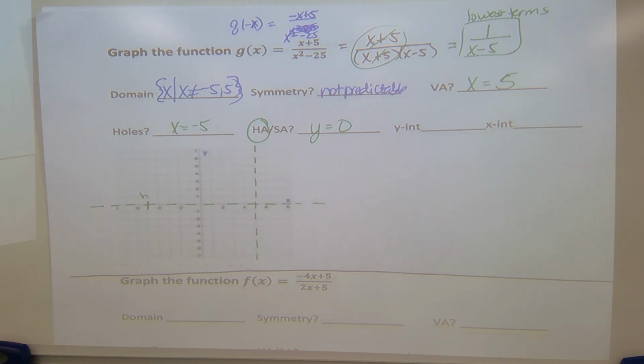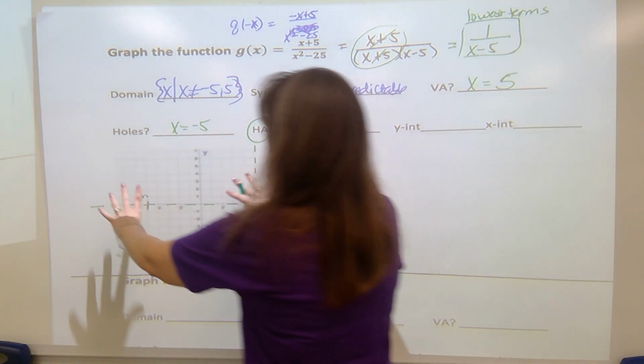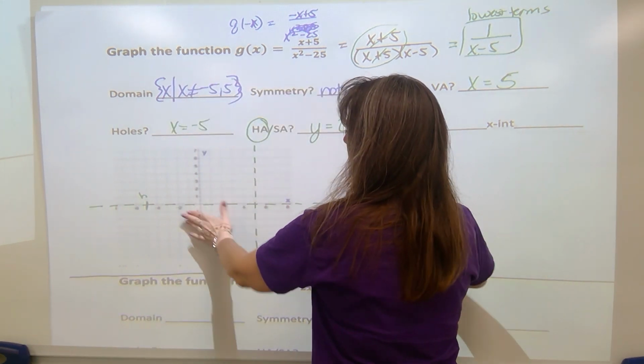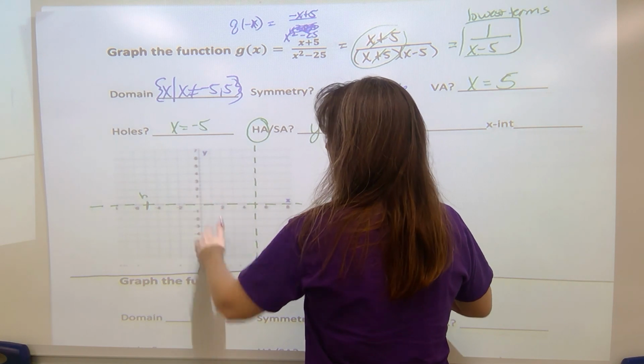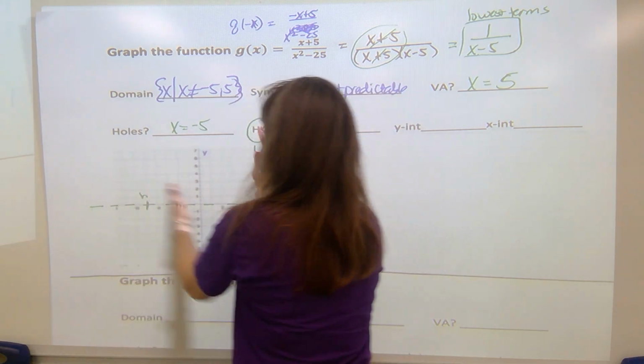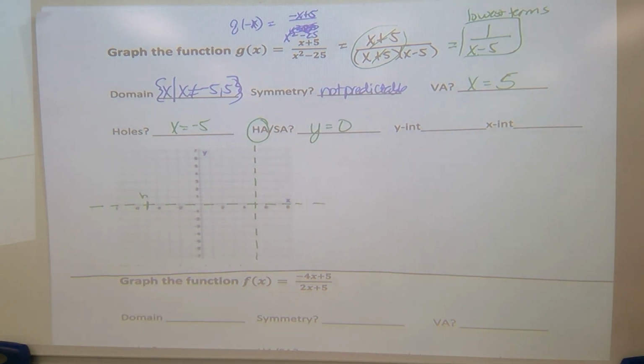I see from my asymptotes why I do not have predictable symmetry. I've taken my function and shifted it away from the origin. So there's no way it's going to have origin symmetry. There's no way it's going to have y-axis symmetry because I have shifted it over to the right.